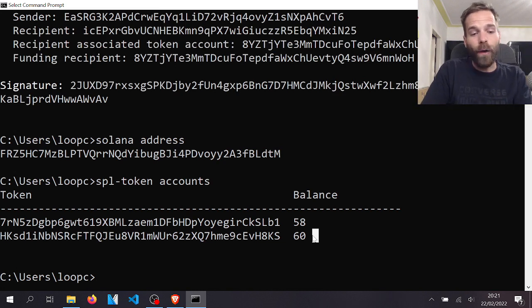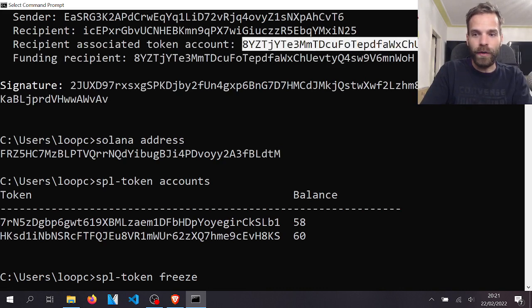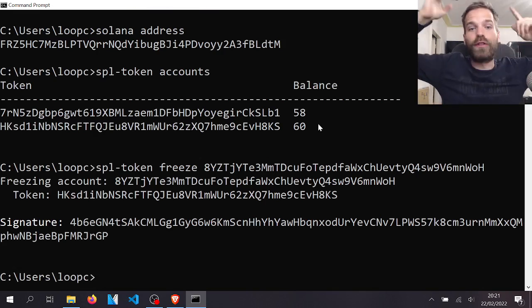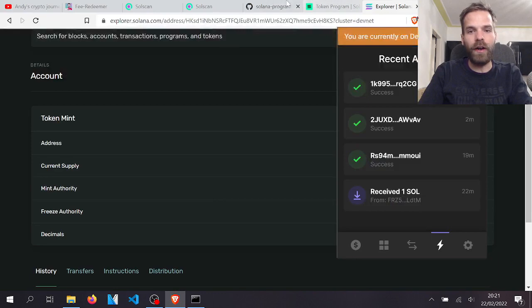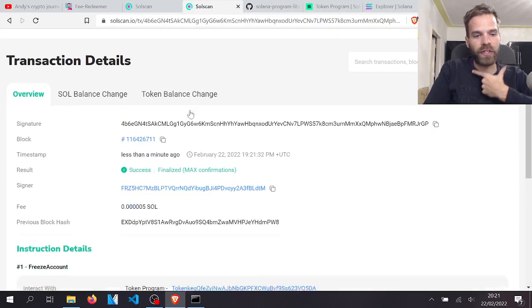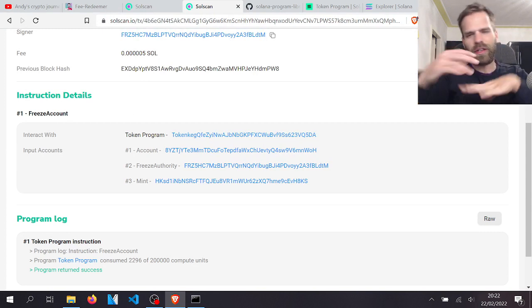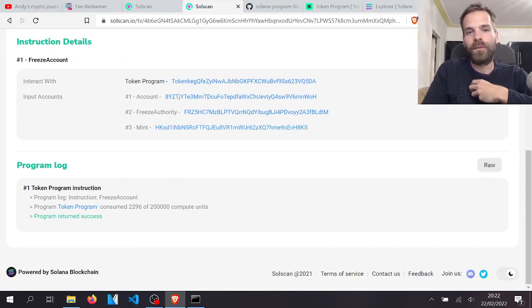Good. Now, what if we say SBL token freeze that account? Boom. Now suddenly that transaction goes through because we are the freeze authority. Nice. So let's check out this transaction. It calls the token program in instruction 0, well, instruction 1, but in computer science we start counting at 0. We call the token program with the account we want to freeze. We are the freeze authority, and that's the token we're talking about. And this goes through. Cool stuff.